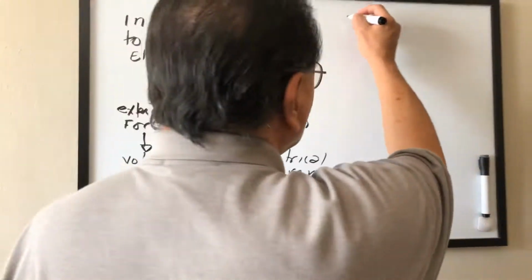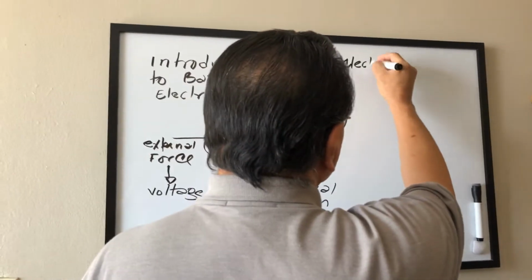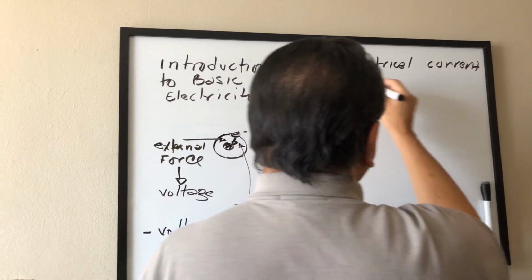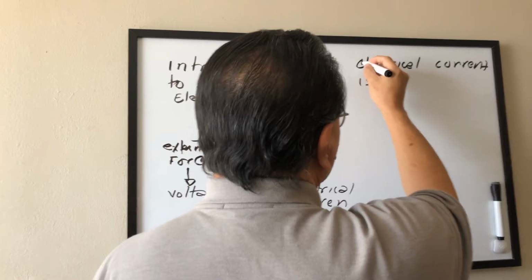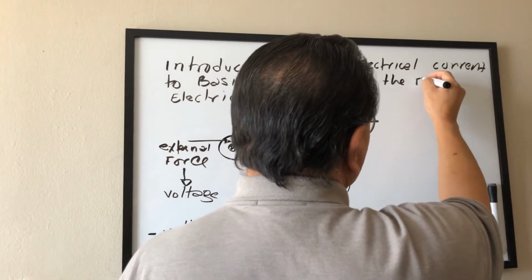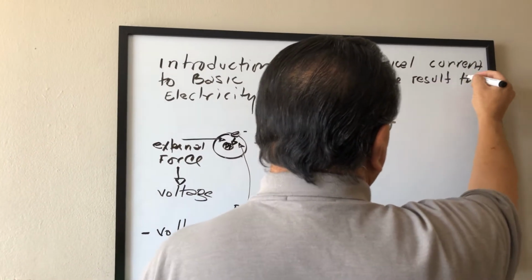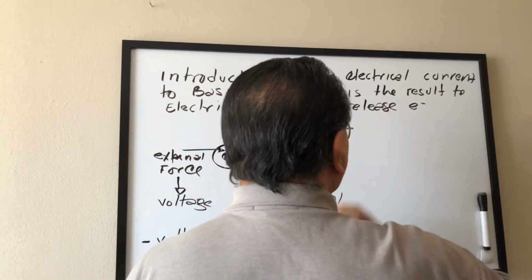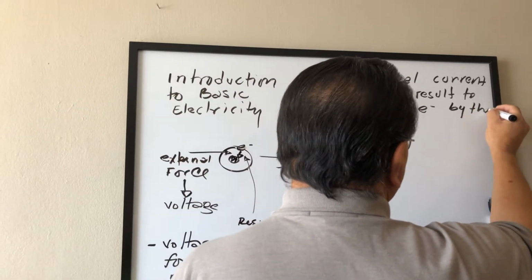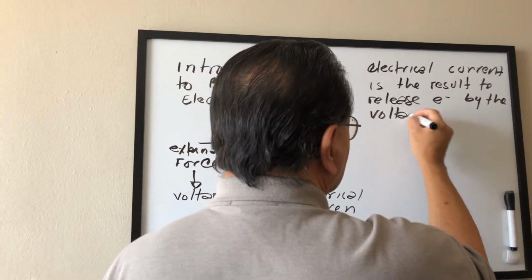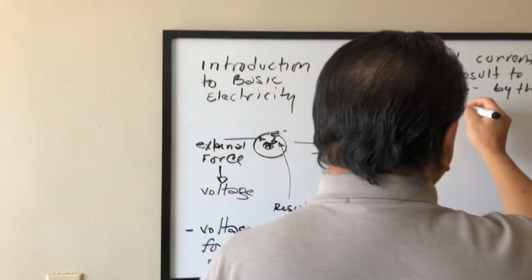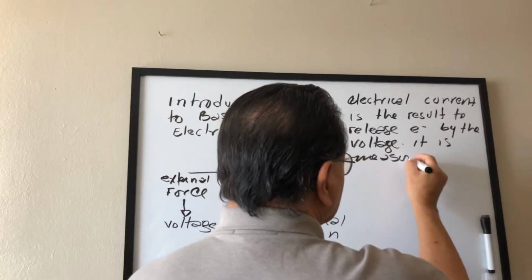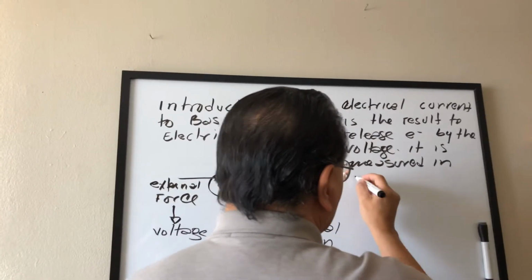And the electron in motion is what we know as electrical current. Okay, it is the result of releasing electrons by the voltage, and this is measured in amperes.